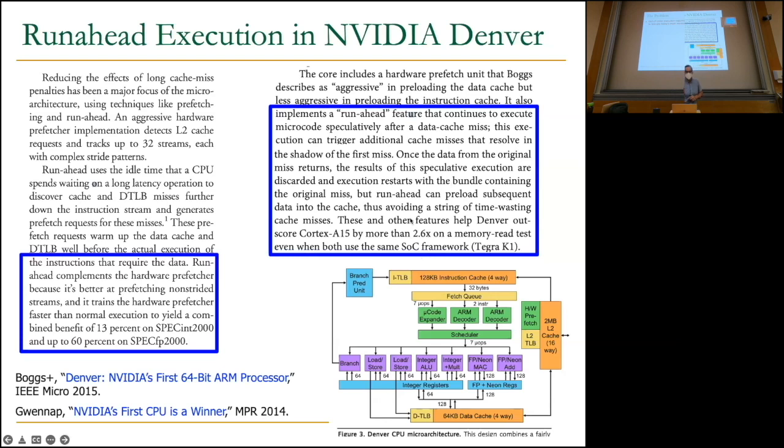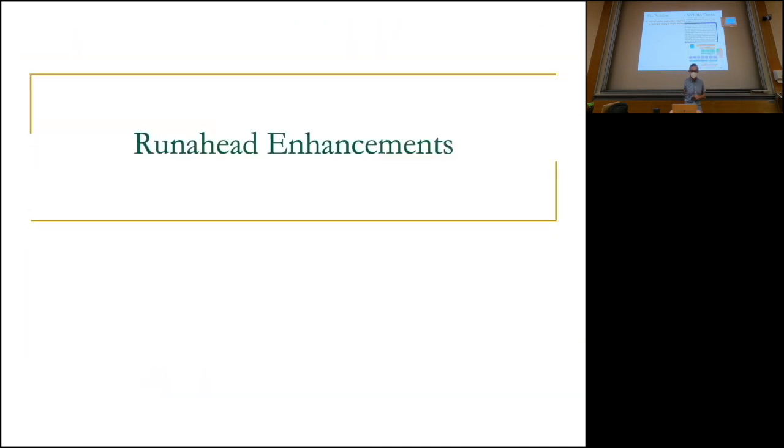And the prefetching architecture that they have over here is, according to them, quite powerful. They basically say these and other features, run-ahead and other features, help Denver outperform an older ARM processor by more than 2.6x on a memory-intensive workload. Okay, and I would recommend you take a look at these papers if you're interested. It's very interesting to see the ideas in real life. So I will not talk about run-ahead enhancements a lot.